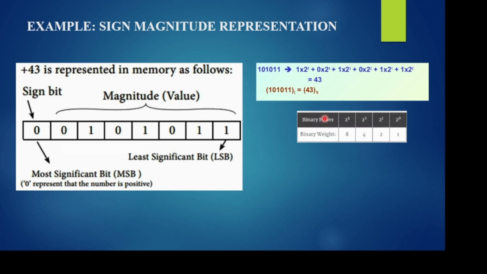So a binary number can be represented using the place value of the digits. Here the base is 2, so we are taking powers of 2. This binary power can be easily represented using 8421 values. These values represent 2 raised to 0, 2 raised to 1, 2 raised to 2, 2 raised to 3, etc. If we have to represent a bigger number, we need to extend these values.